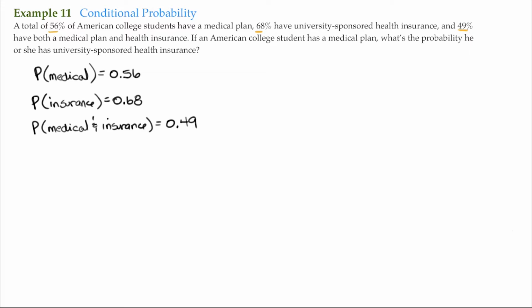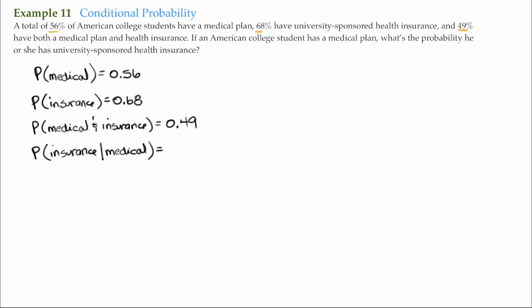So what we're trying to find is the probability that they have health insurance, but that depends, or if, or given, and we put it in this bar, they have a medical plan. That's the condition. The condition is they have to have a medical plan before we can determine the probability that they have a university-sponsored health insurance. This is what we're trying to find.